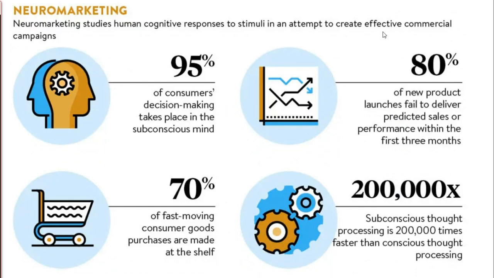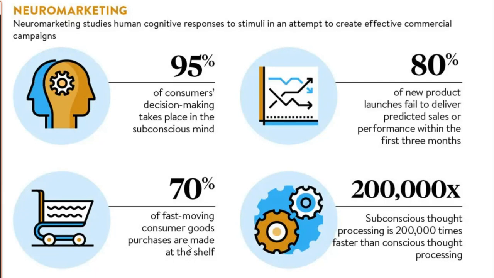Some people think neuromarketing is unethical because it is manipulation. Yeah, some people have an argument about neuromarketing, but affective computing can also be applied in neuromarketing. Why? Because 95% of customers' decision making takes place in the subconscious mind, according to research. Also, 70% of fast moving consumer goods purchases are made at the shelf. So people must experience it by going to the supermarket or the shop. Maybe 30% is done online, and 70% is done by walking in the shop and picking it yourself.